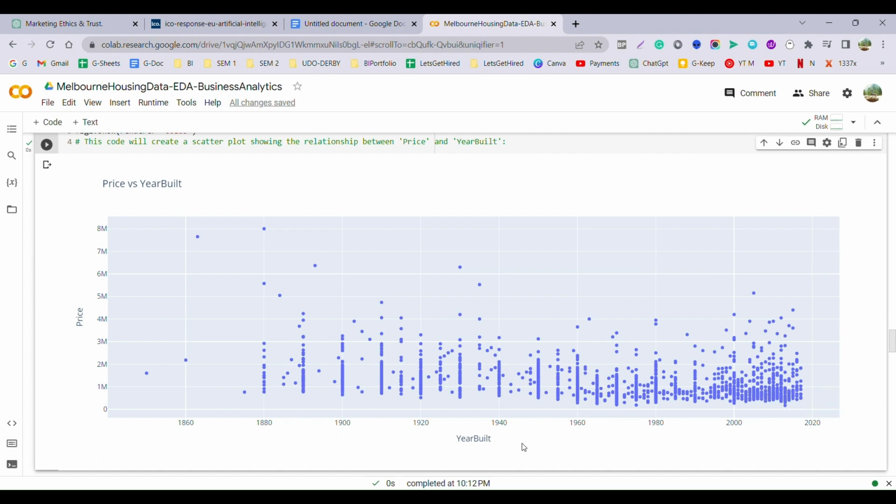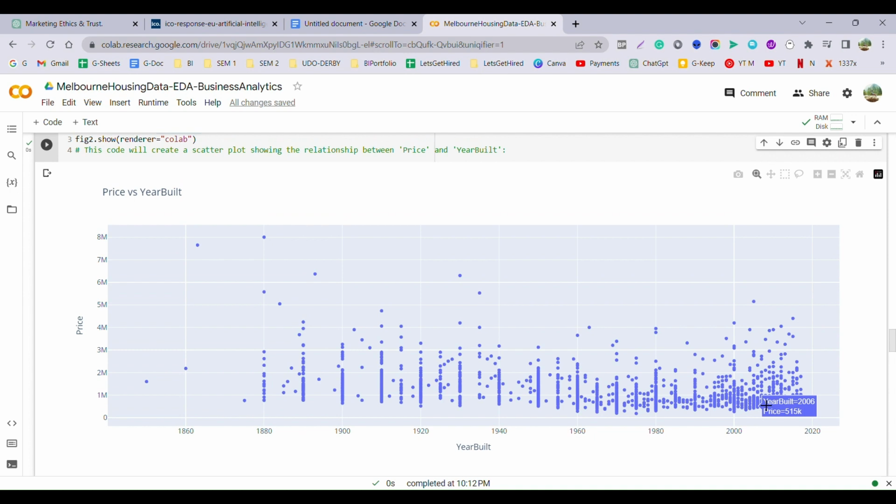So you can see in the recent years built, on my x-axis I have my year built, and on my y-axis I have my price. This is a very concentrated area because this is a scatter plot, right? You can see there is a high correlation, a high relation between price and year built in the recent years.